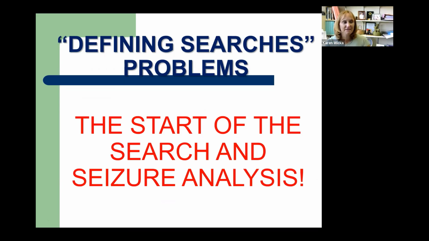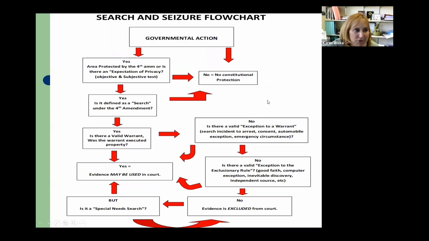Now we're going to take that information and we're going to start using it in analysis. So remember our last analysis, we were taking the information on protected area. So we were saying, is it governmental action? Is it an expressly protected area? Is it an area that a reasonable person would expect to be private? So that was the first part of our analysis. But now we said we have to go to the next step. Is it a search?